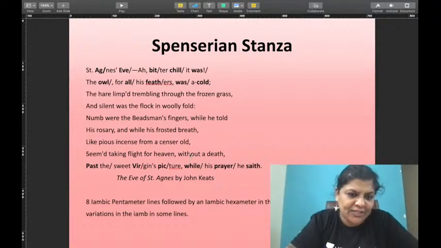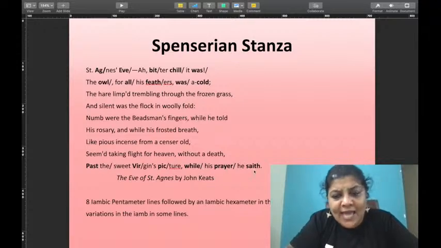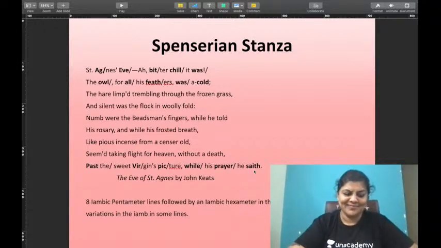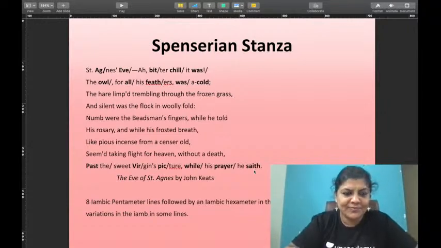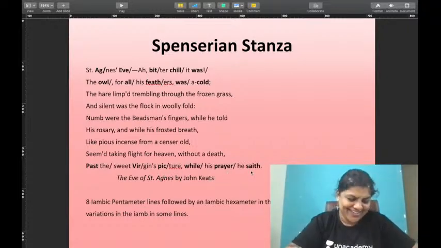I think there is a variation here. And then one long line. Past the sweet virgin's picture while his prayer he saith. I just cooked it up. Past the sweet virgin's picture while his prayer he saith. Did you understand?